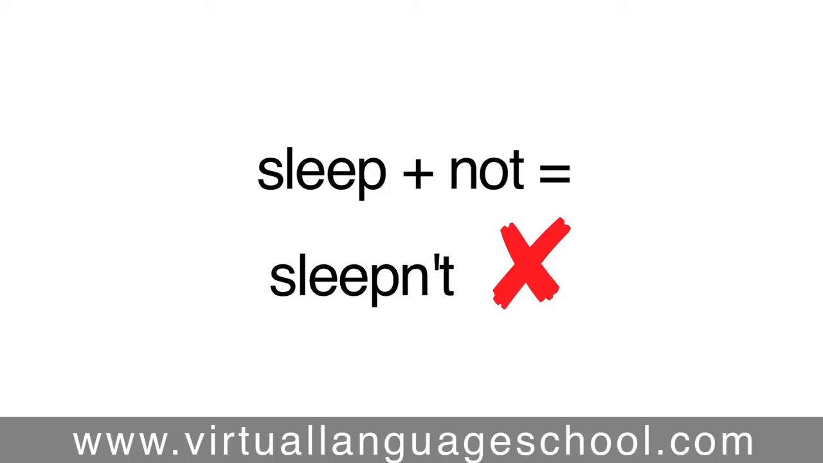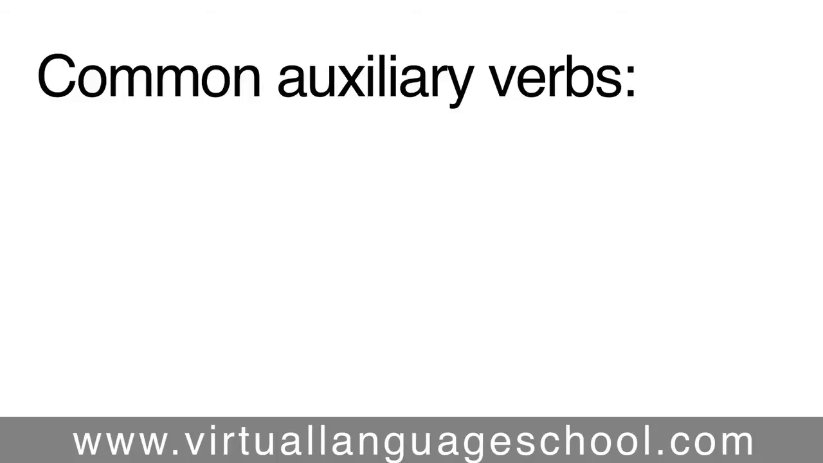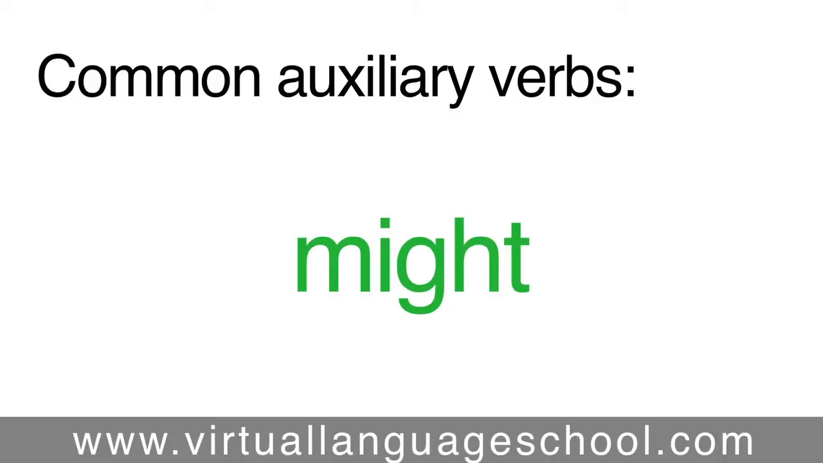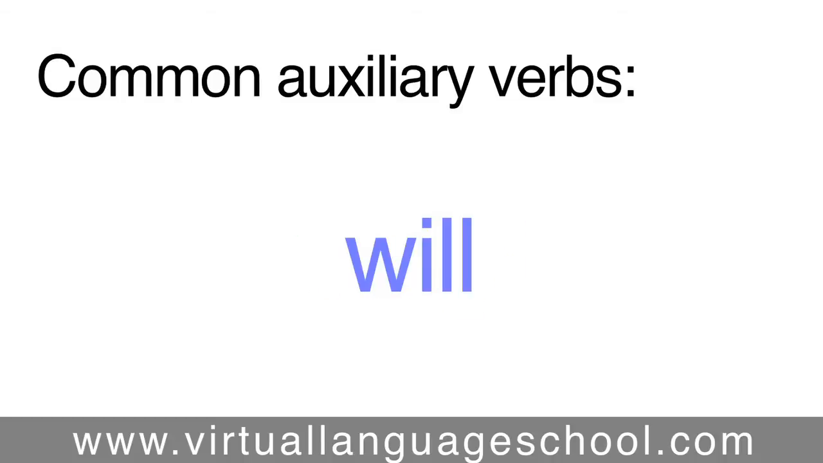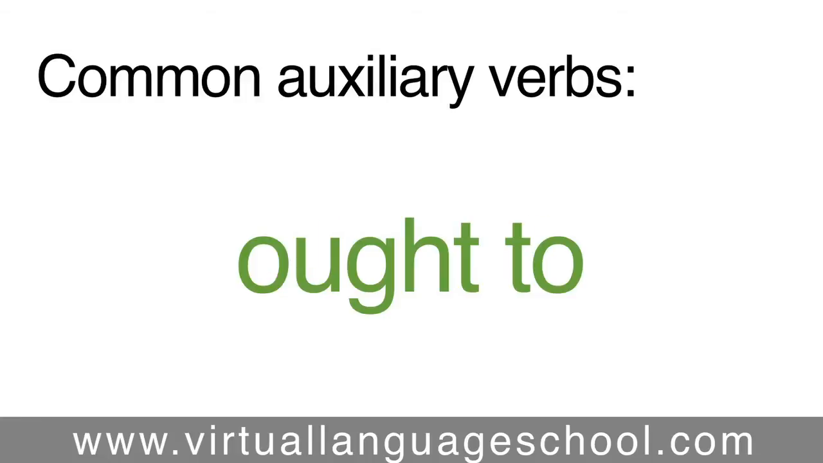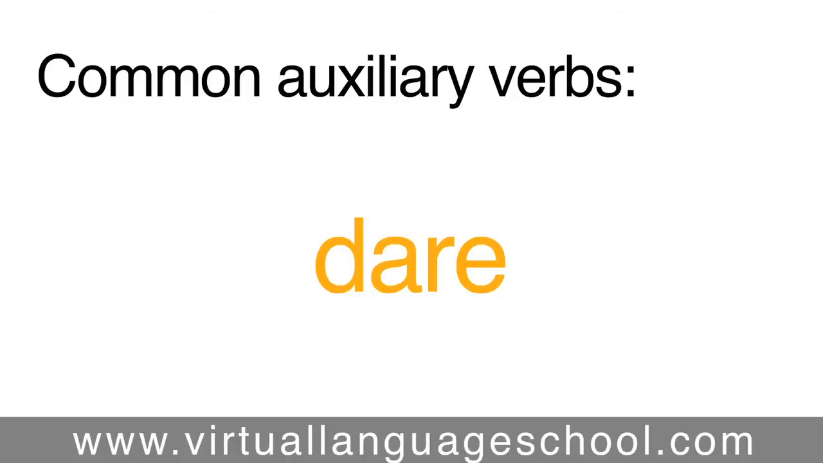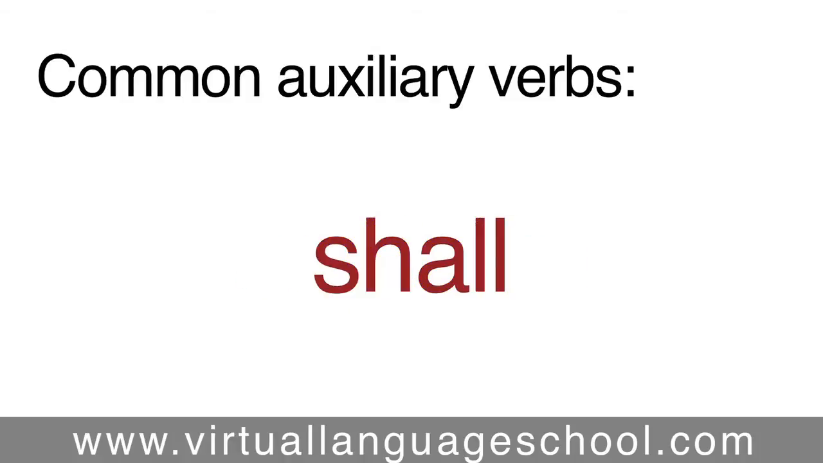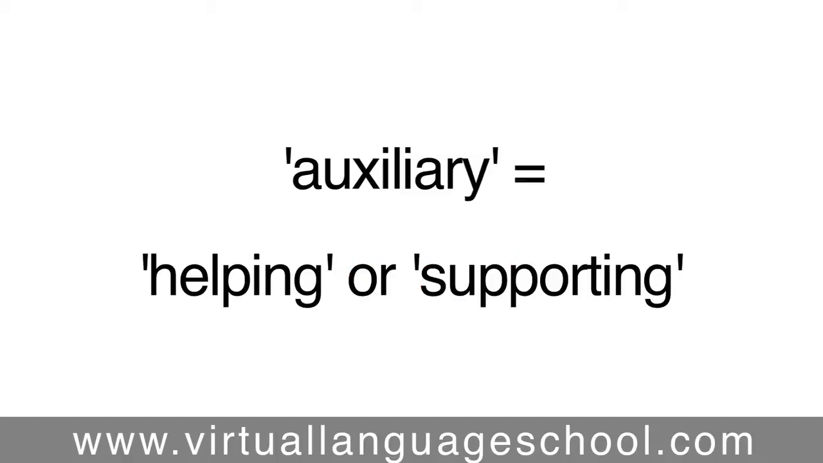We have less than 20 auxiliary verbs in English. Here are some of the more common ones. Be, have, can, might, may, will, could, would, should, ought to, dare, need, shall. The word auxiliary means helping or supporting. These verbs are given the name auxiliary because they help normal verbs. They support them in forming negative sentences, questions, passives and other tenses.